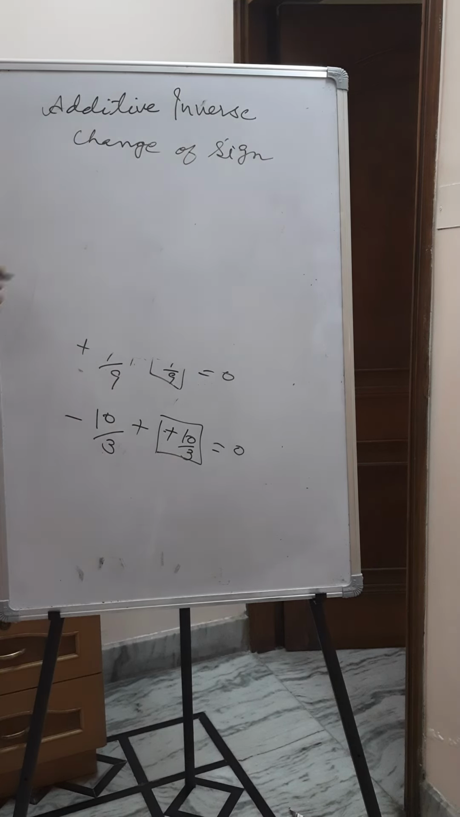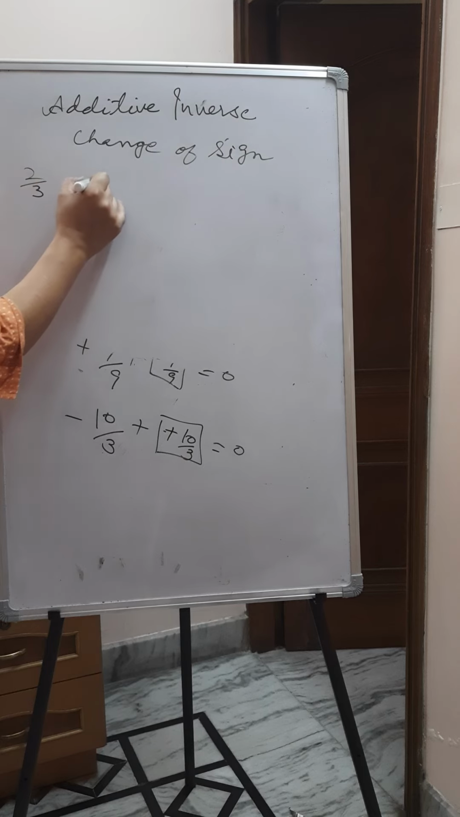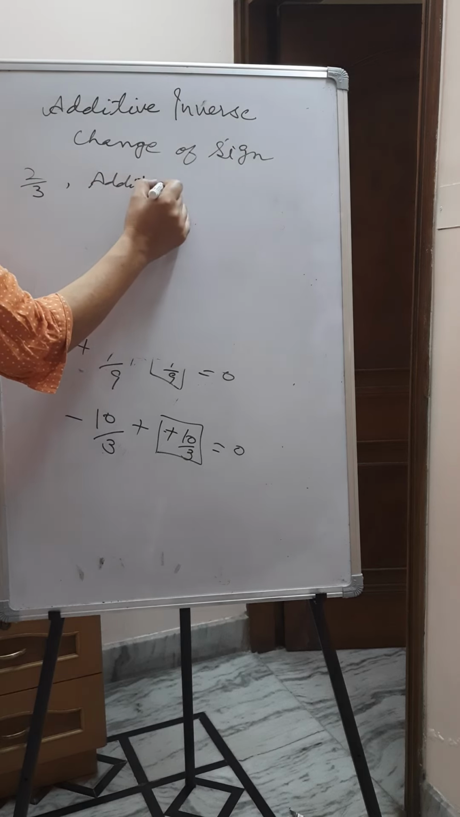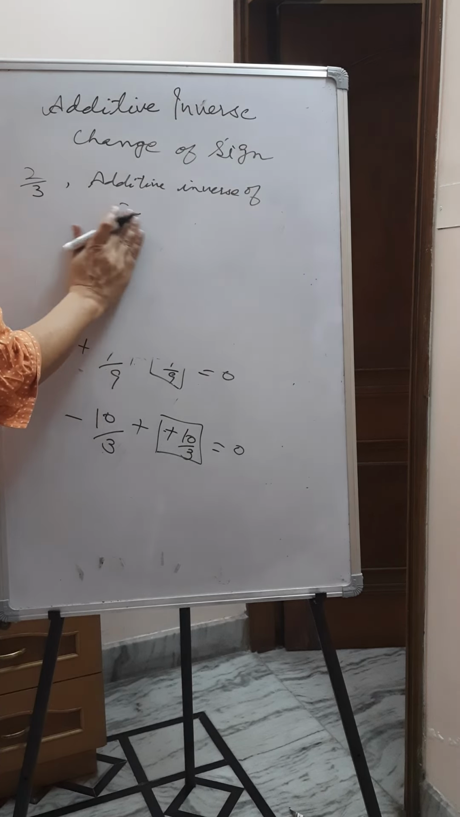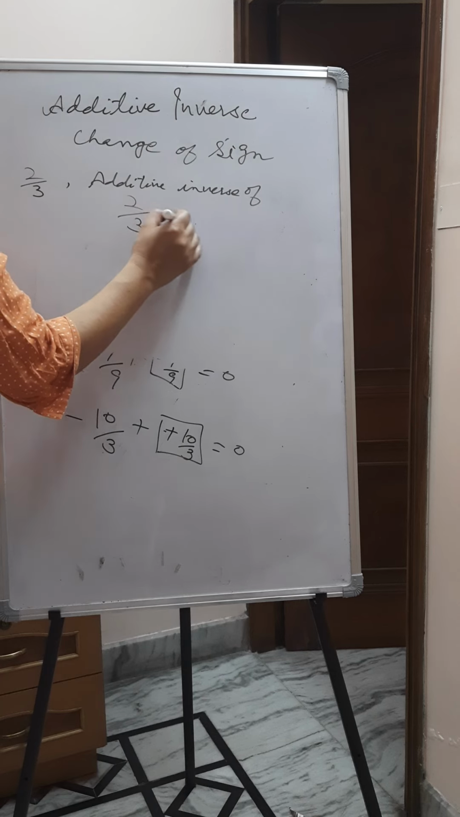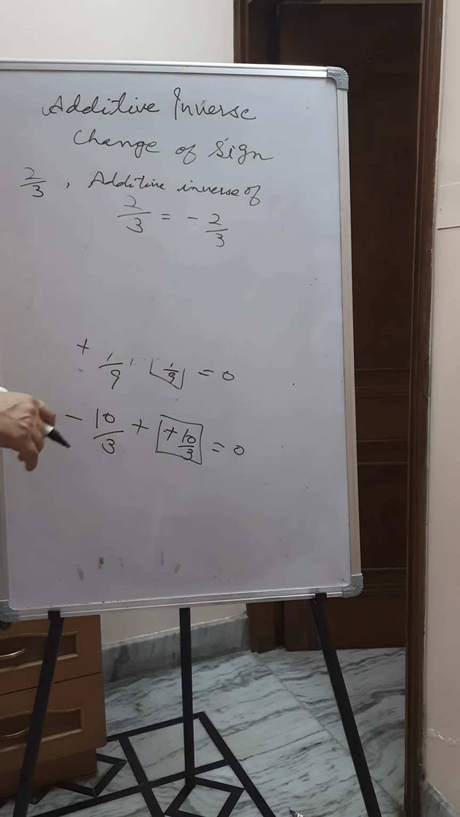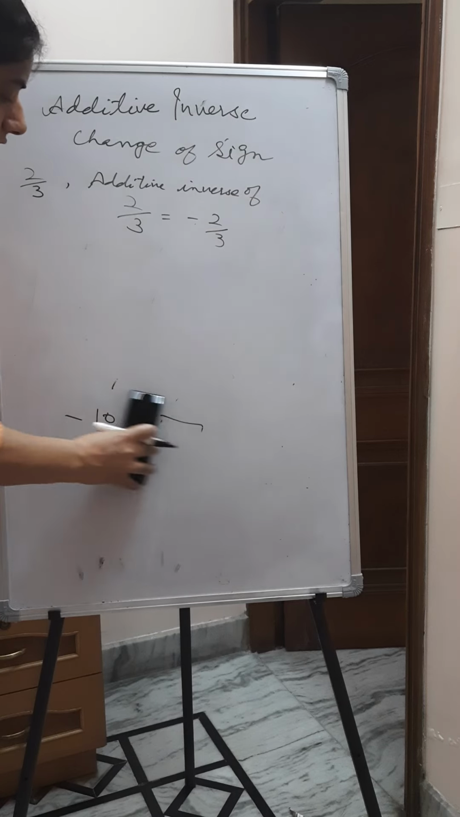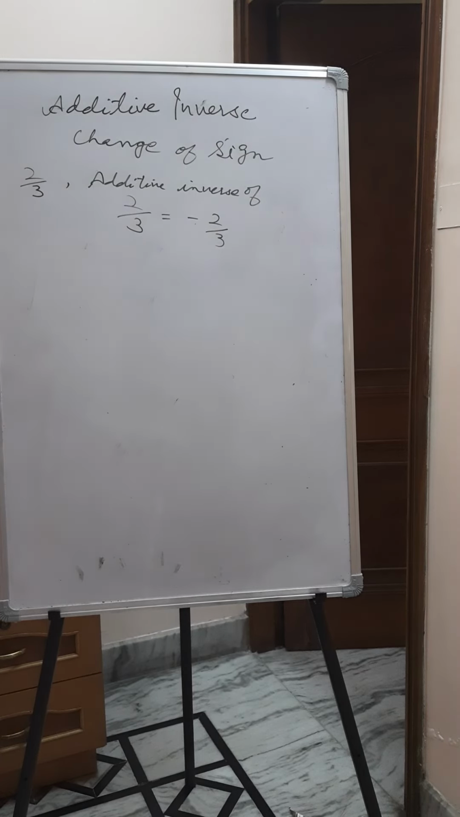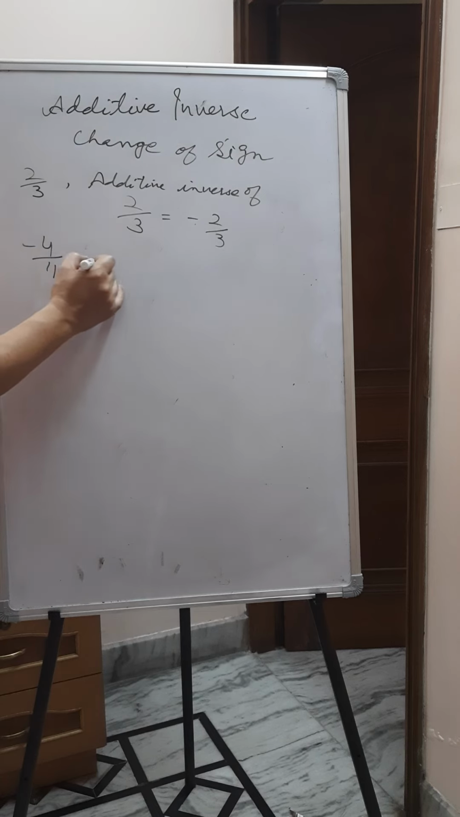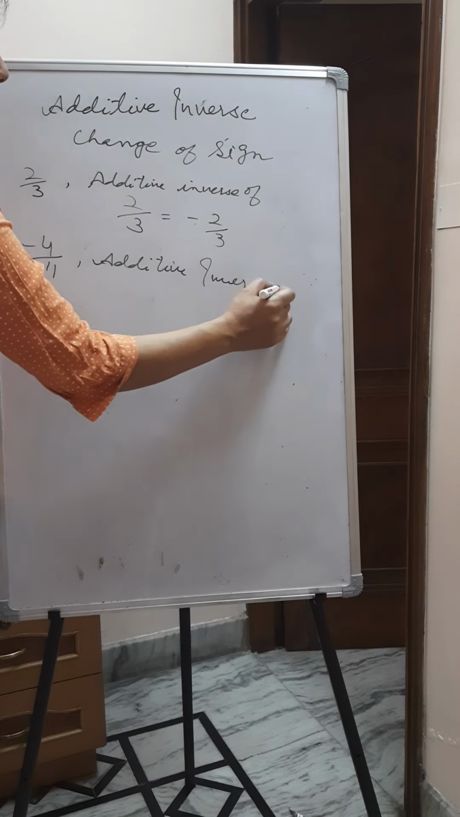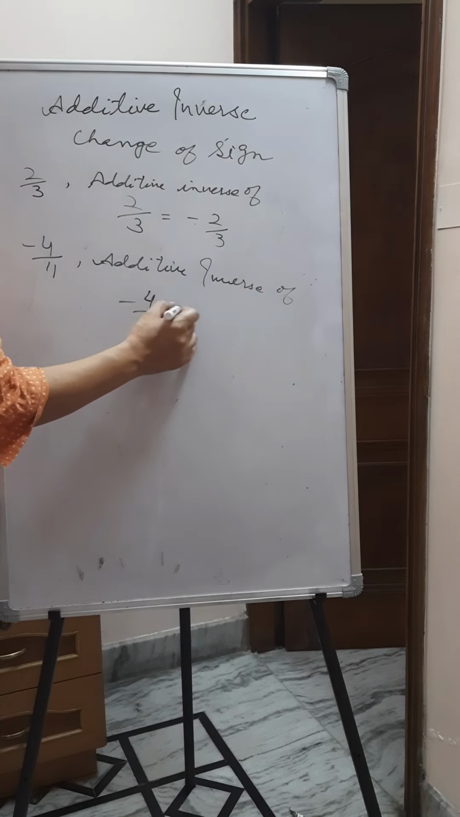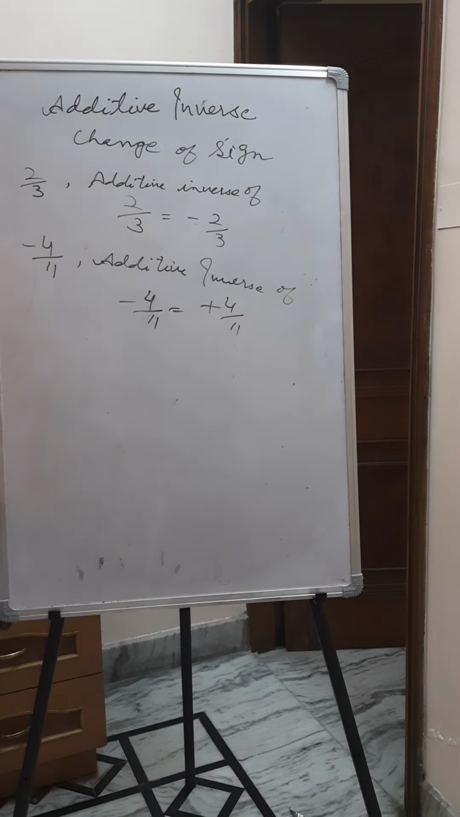Like the question is 2 over 3. Additive inverse of 2 over 3 is minus 2 over 3. Followed? Just change of sign, not the change of integers, not the change of number. Only the change of sign. If the question is minus 4 over 11, then the additive inverse of minus 4 over 11 is plus 4 over 11. Followed?